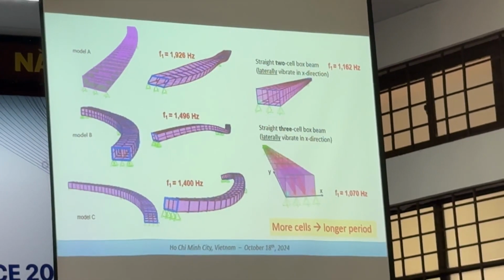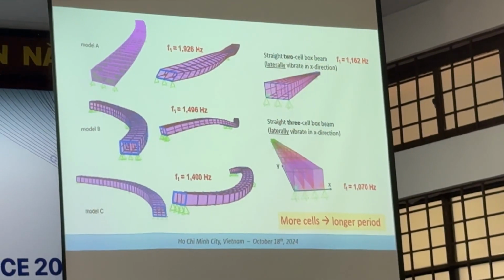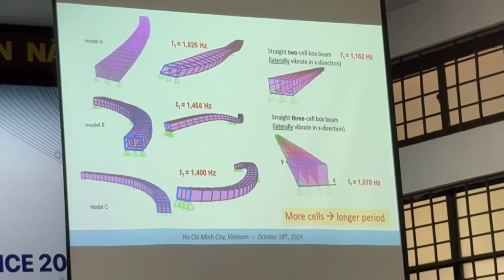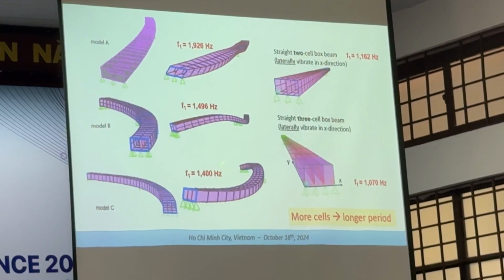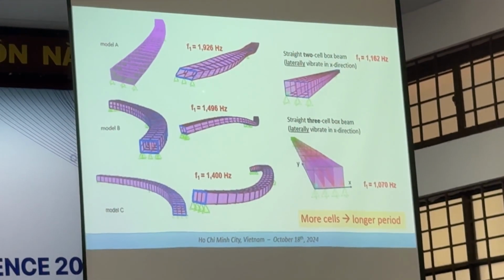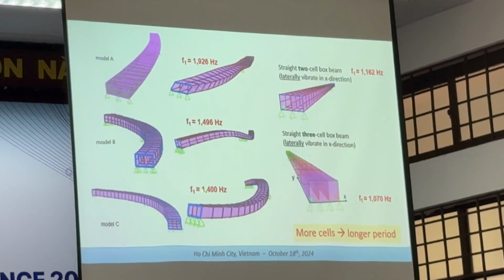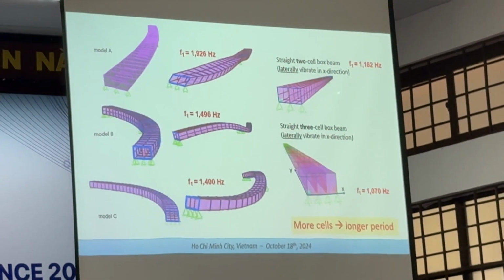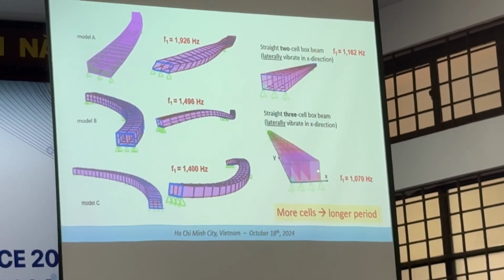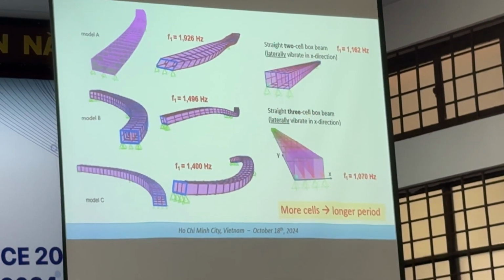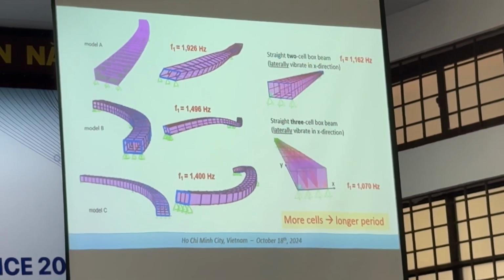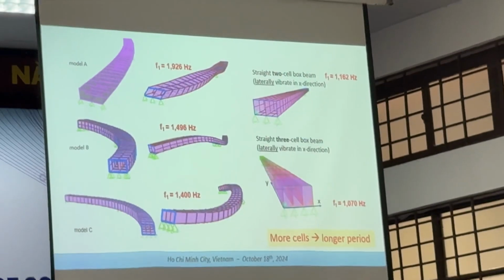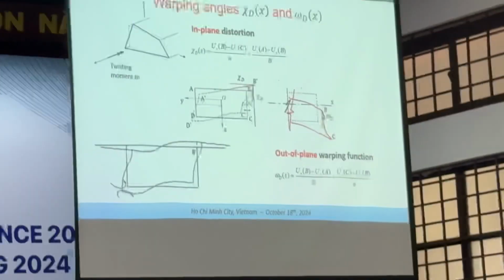These are some results about the first mode frequency, calculated from the SAP2000 software. The more curvature, the smaller the first frequency. But in a straight structure, when we come to more cells, the frequency is low. It's very spectacular. With more cells, the period of vibration is longer, but in the lateral direction.